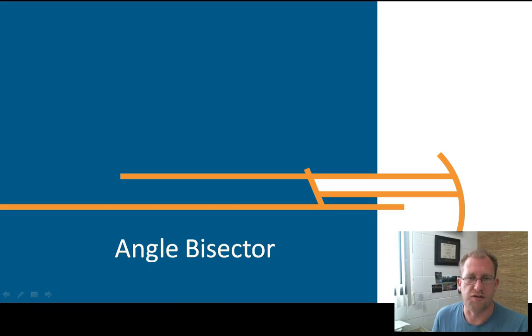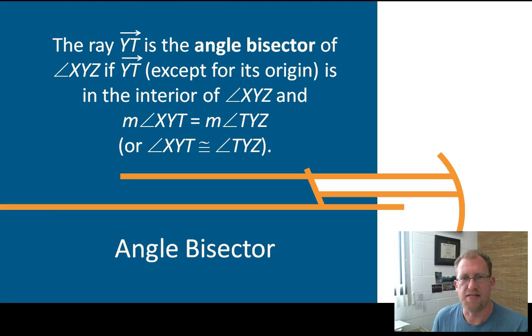We've had segment bisectors, now let's talk about angle bisectors. An angle bisector is a ray that divides an angle into 2 equal angles. Okay, the ray YT is the angle bisector of XYZ if YT, except for its origin, is in the interior of XYZ and the measure of XYT equals the measure of angle TYZ. Or you could say that the 2 resulting angles are congruent to each other. So I have an angle and I draw a ray so that this angle and this angle are congruent to each other. Okay? There you go.